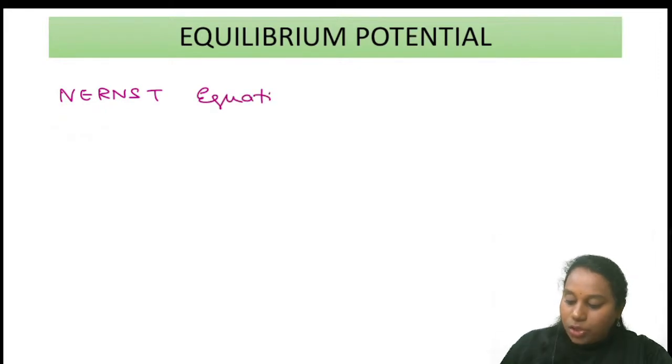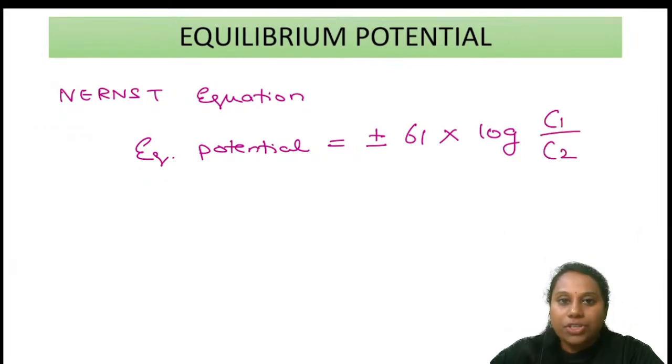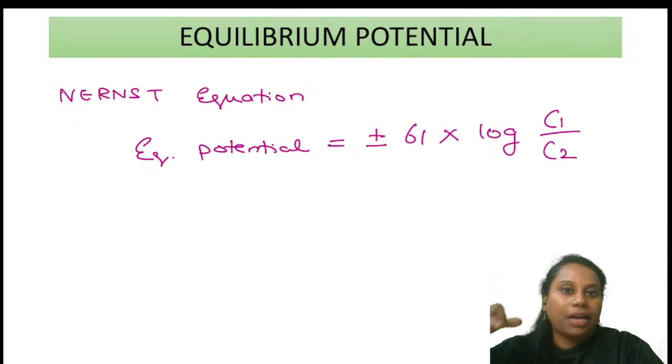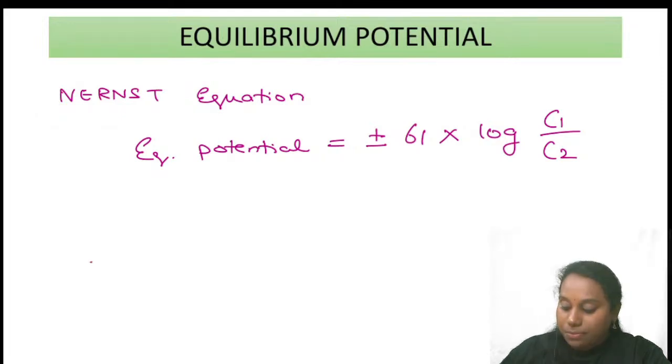According to Nernst equation, equilibrium potential for any ion is equal to plus or minus 61 into log of C1 by C2, or concentration of the ion in one compartment divided by concentration of the ion in the other compartment. What are the two compartments? ECF and ICF. This could be ECF by ICF or ICF by ECF, because you're taking a log. Anyway, the answer is going to be same.